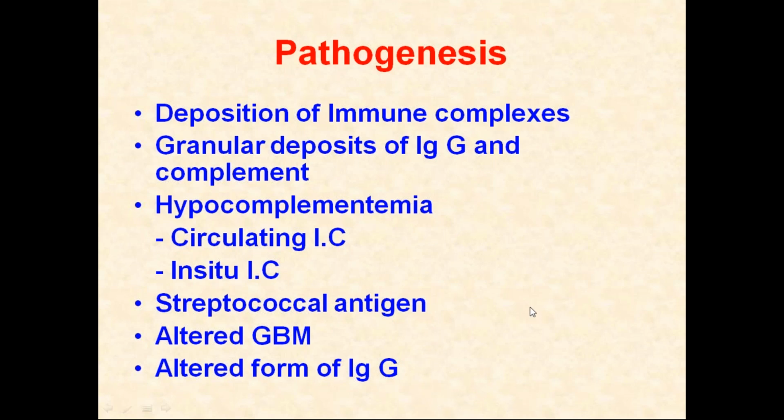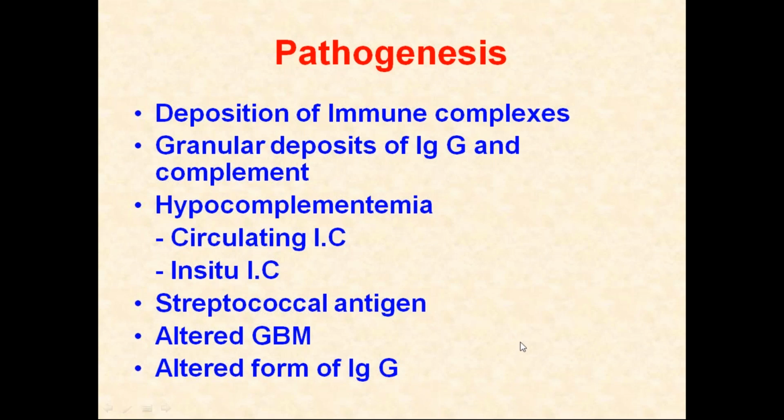And what happens to the GBM here? There is alteration in the GBM, and the altered form of IgG immunoglobulin gets deposited. So usually the pathogenesis is immune complex mediated. What is the antigen responsible for this immune complex formation? It is streptococcal antigen, against which antibody is formed.